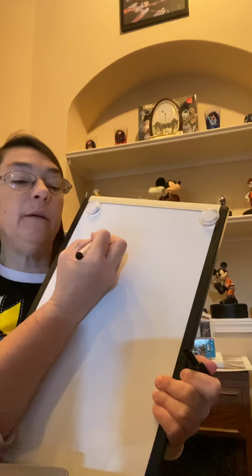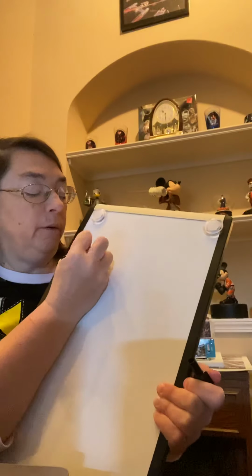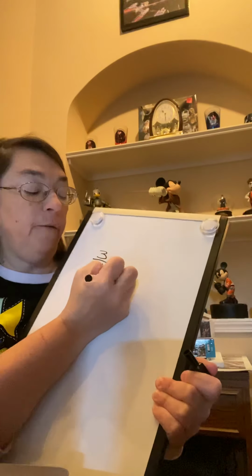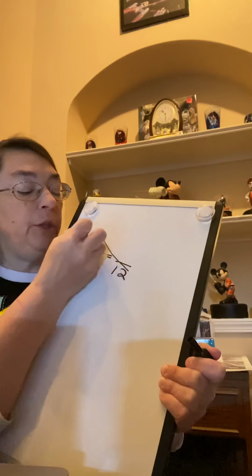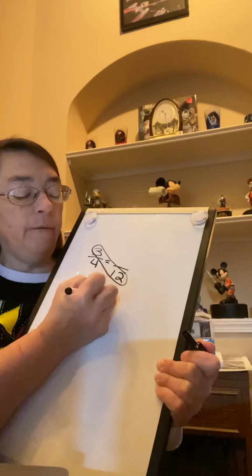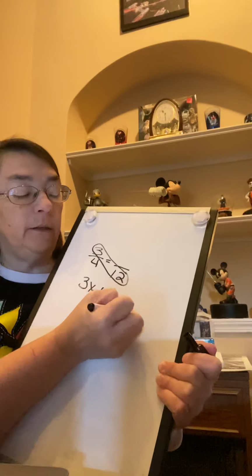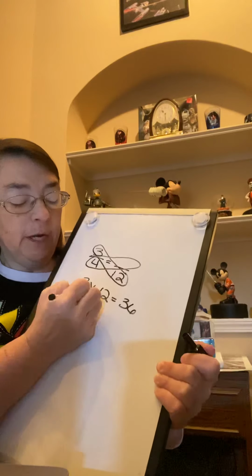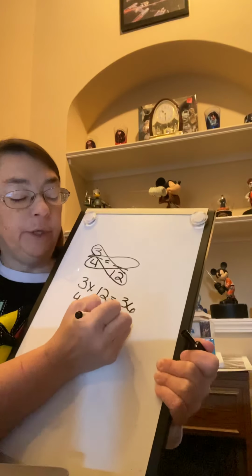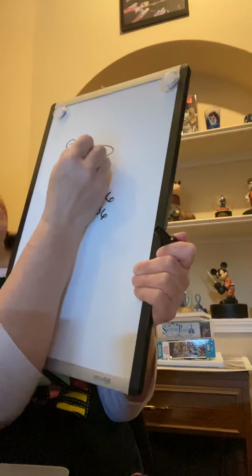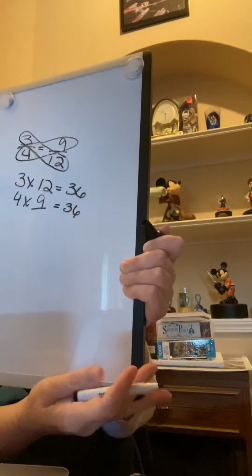All right, if you look at number 4, you've got 3 over 4 equals blank over 12. Again, you're just using the butterfly. 3 times 12 equals 36. And go across this way. 4 times what equals 36? Well, we know 4 times 9 equals 36. So 9 would be our number.